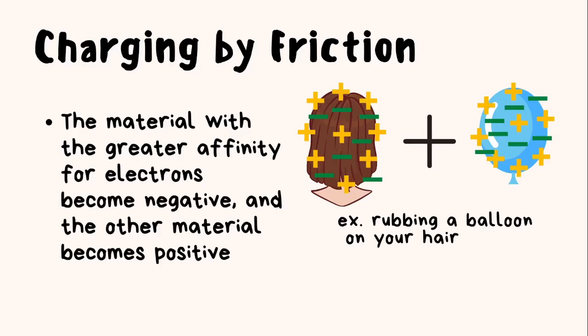An example is when you rub a rubber balloon to your dry hair. When you do this, the electrons from your hair tend to transfer to the rubber balloon, giving the balloon a negative charge and your hair a positive charge. When you move or pull away the balloon, your hair sticks to the balloon because the positive charges are attracted to the negative charges on the rubber balloon.